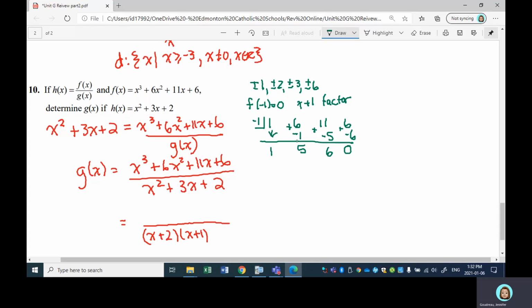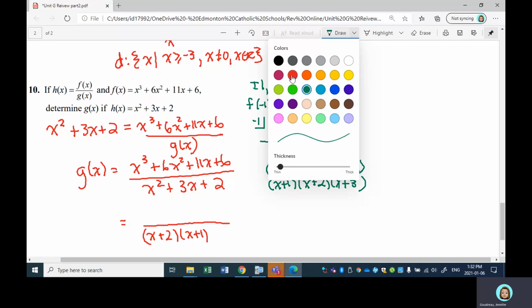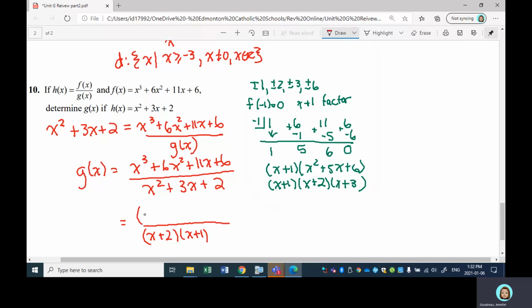So that's good. That means that our remaining factor comes from this, which is going to be a quadratic. So currently we have x plus 1 times x squared plus 5x plus 6. We can easily factor that quadratic. It's going to be two numbers that multiply to give us 6 and add to give us 5, which will be +2 and +3. Okay, so let's put that in there. That's a little quick review of how we algebraically factor a cubic polynomial. So x plus 1, x plus 2, x plus 3.